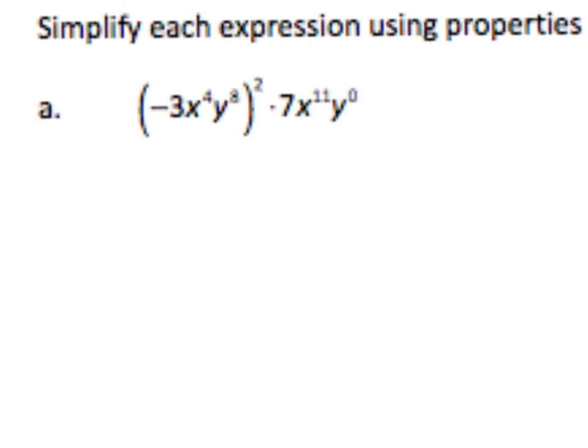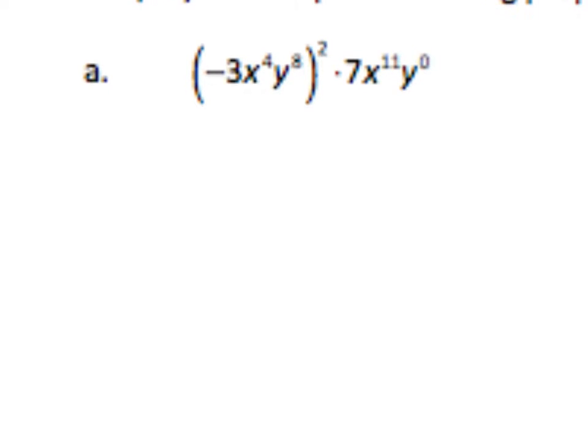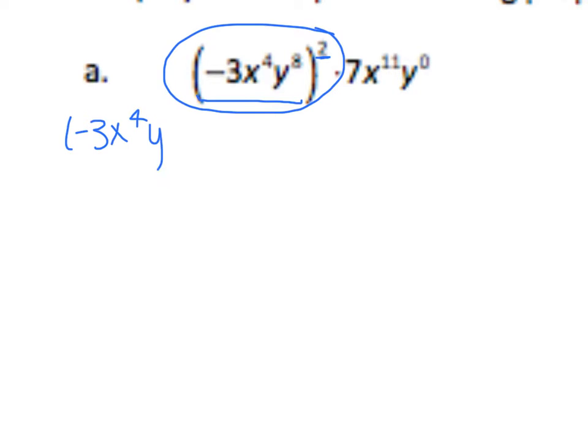Okay, so we're going to take one chunk at a time. So we're going to work with this chunk first. Okay, I see I have parentheses and then a 2, so I'm going to write this thing twice. So I have negative 3 x to the 4th, y to the 8th. And I'm going to just keep this off to the side for a second.